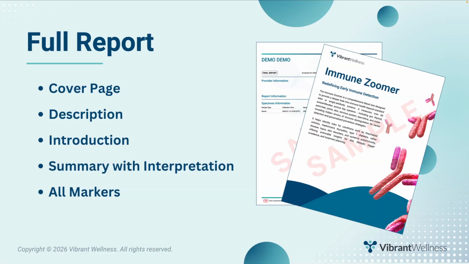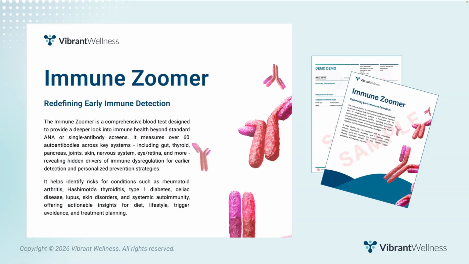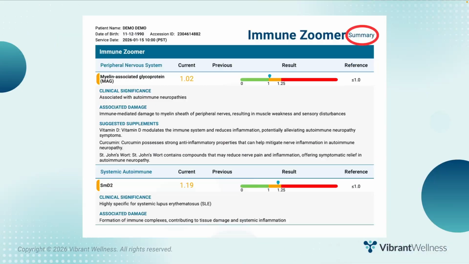The immune zoomer report includes a cover page, description, introduction, a summary with interpretation, and then ends with a list of all markers. The cover page identifies the sample type and includes the results interpretation key. The next page describes the purpose of the test. The introduction page is where you can find the methodology and interpretation of report, and I highly recommend reading this page, especially if you want to learn about the methodologies used or how reference ranges were established. The summary shows the elevated and moderately elevated results, along with a comment and interpretation.